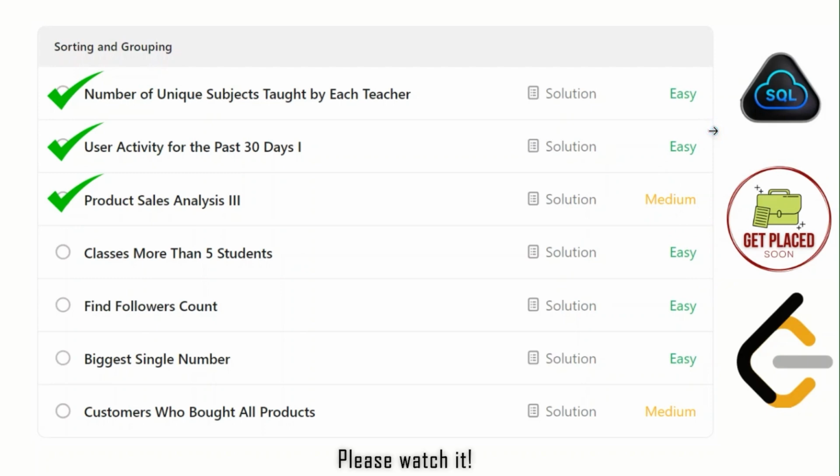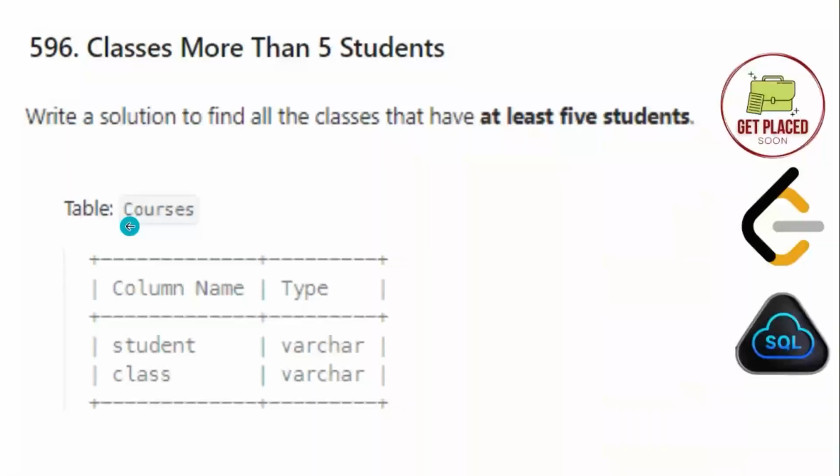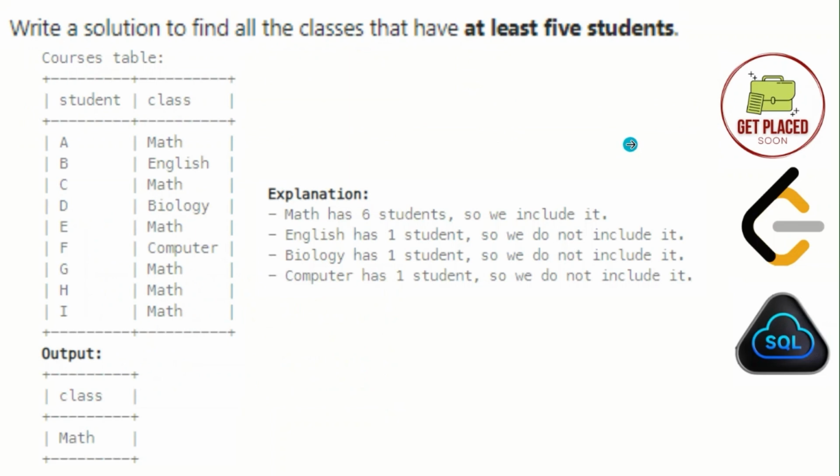In the previous videos, we have covered a lot of topics and problems, but under the topic sorting and grouping, we have completed 3 problems. Now, getting started with the next problem, classes with at least 5 students. The problem is pretty simple. We have only one table, the courses table. It has 2 columns, student and class. We are supposed to find the classes that have at least 5 students in them.